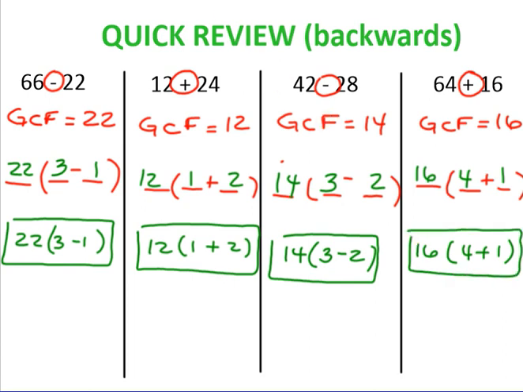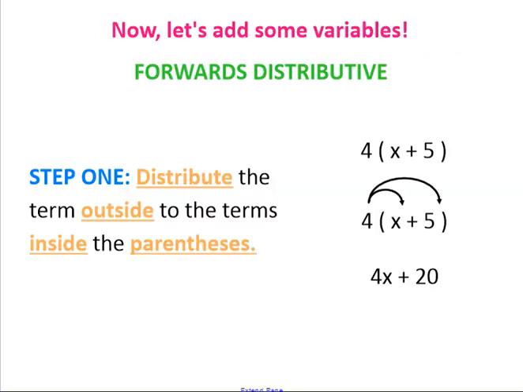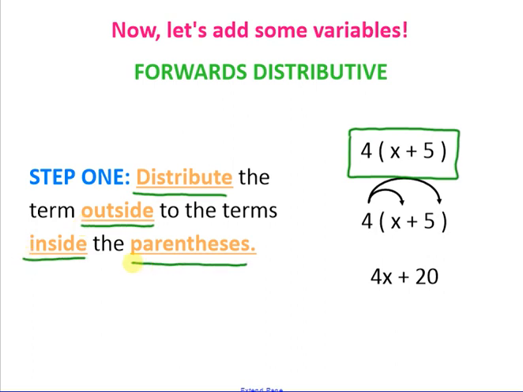Alright, so now that we did a quick review of forwards and backwards, let's go ahead and take a look at what this will look like once I add variables to it. So let's look at forwards distributive property, okay? So there's only one step to forwards distributive property with variables. So here is the original problem. 4 parentheses x plus 5, alright? So what you're going to do is you're going to distribute the term on the outside to the terms on the inside of the parentheses.